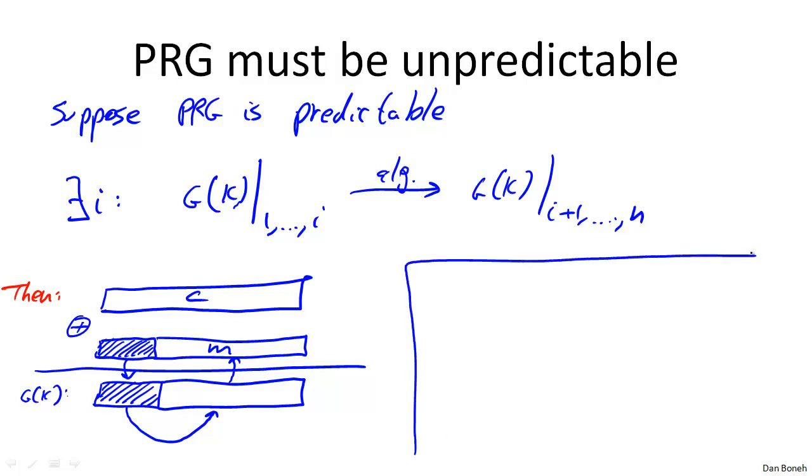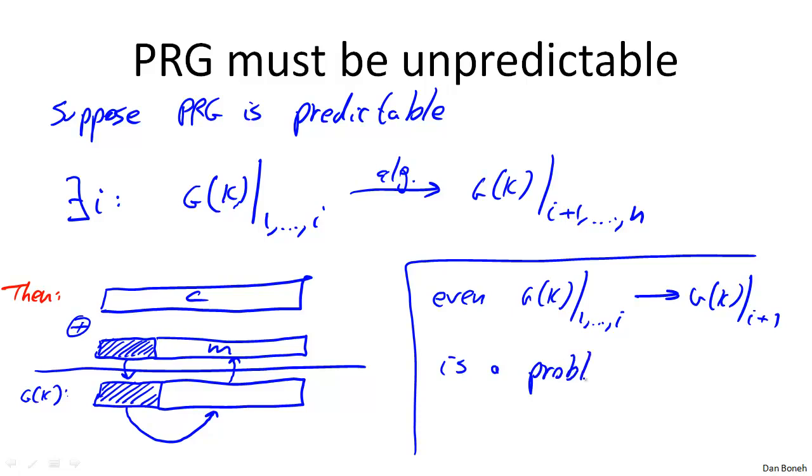As it turns out, even if I could just predict 1 bit of the output, even if given the first i bits, I can predict the next bit, the i plus first bit, already this is a problem because that would say that given the first couple of letters in a message, I can essentially decrypt and recover the next bit of the message or the next letter of the message and so on. So this predictability property shows that if we use a PRG that's going to be used in a stream cipher, it had better be unpredictable.